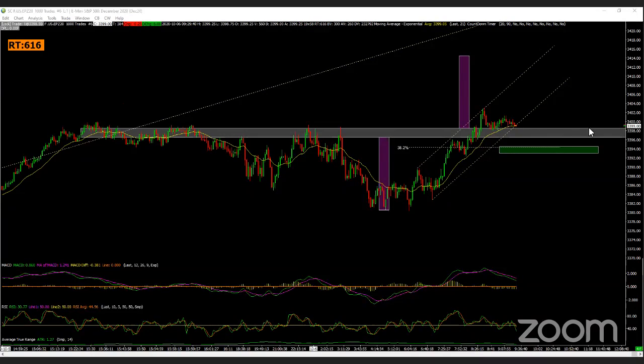Opening bell in 1 minute. Now, part of our trading plan, we do not trade at the opening bell. We wait at least a few minutes after the opening bell to let the volatility go away.